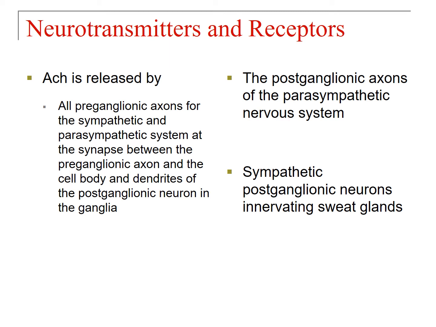Acetylcholine gets released by all preganglionic axons for everything in the autonomic nervous system, both sympathetic and parasympathetic, and also by postganglionic axons of the parasympathetic nervous system, and in a few sympathetic postganglionic neurons, the ones that innervate sweat glands.